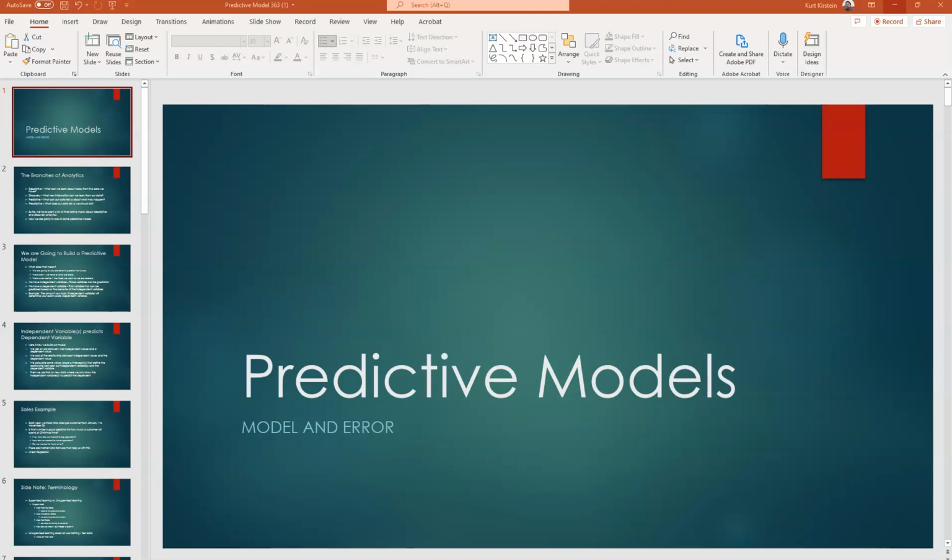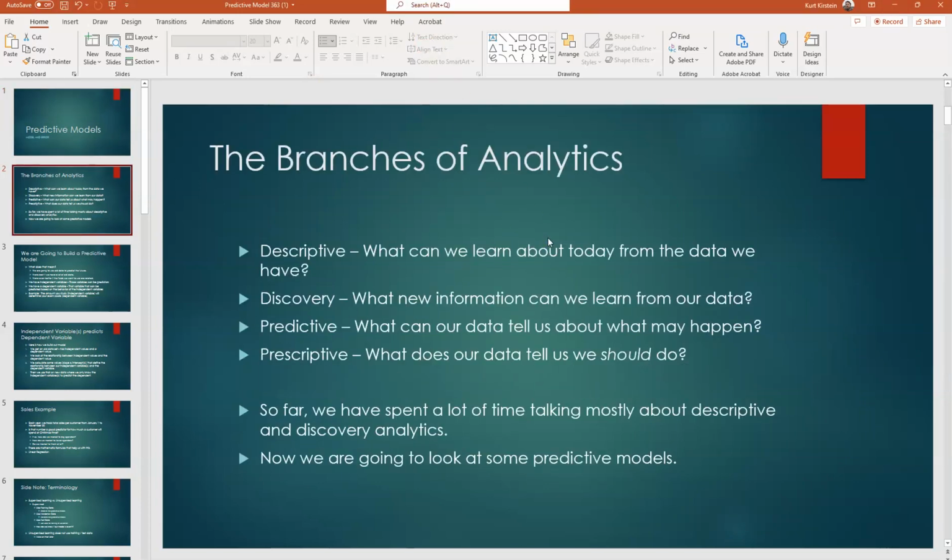We're going to start by going right back to the basics. There have traditionally been said to be multiple branches of analytics. Descriptive is what we can learn about today from the data that we have. With just looking at the data, using the descriptive tools that we looked at earlier, we can learn about our data and what it's telling us.